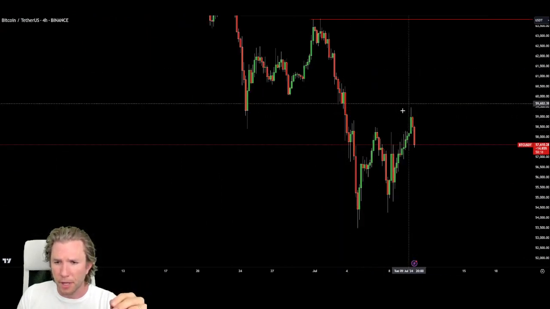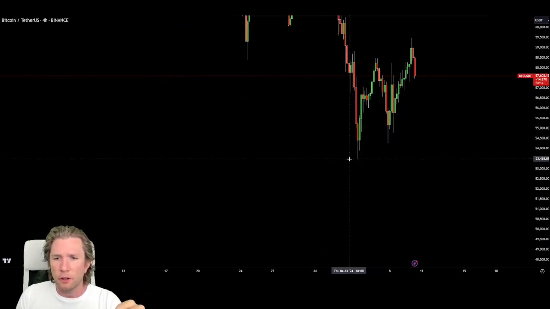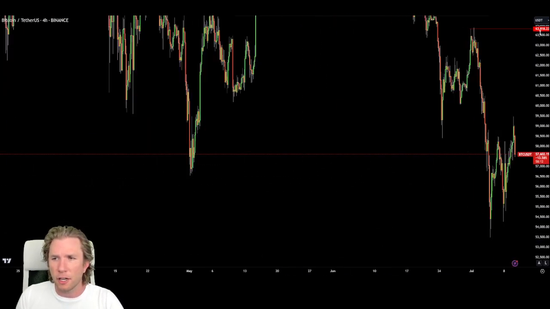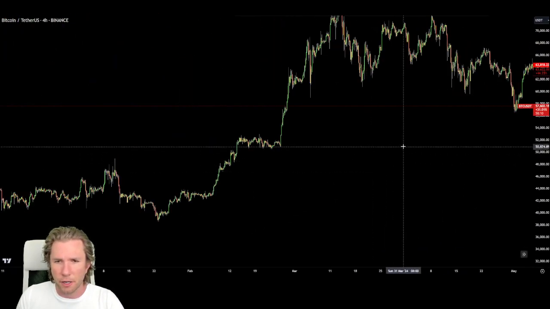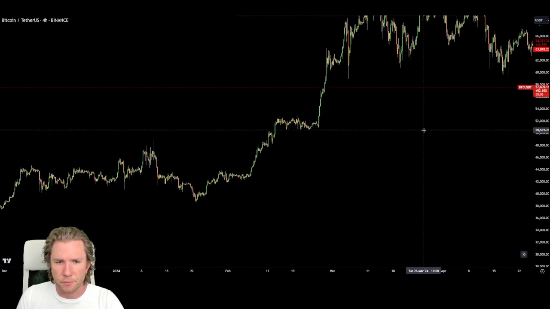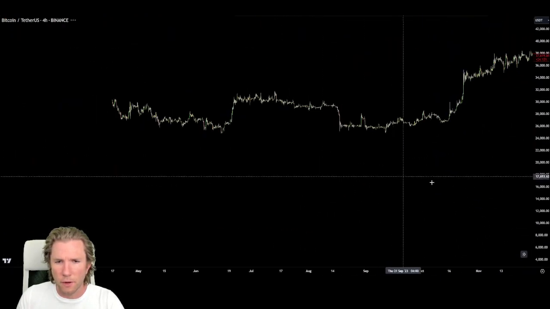So here they swept the high. For a long position, it actually does the opposite. And I'll show you what a long position does. Right here is a good example.